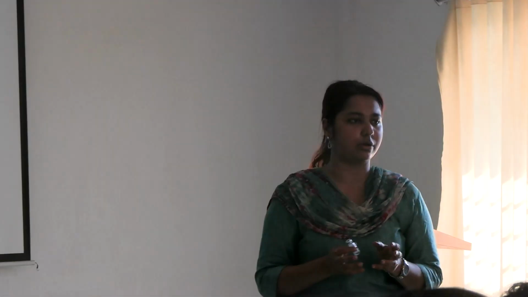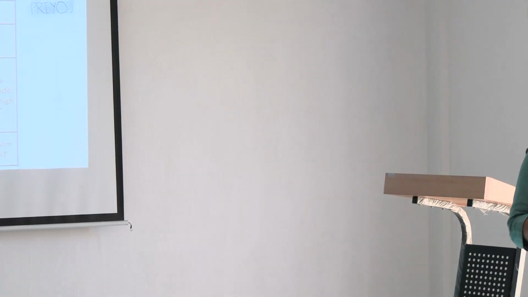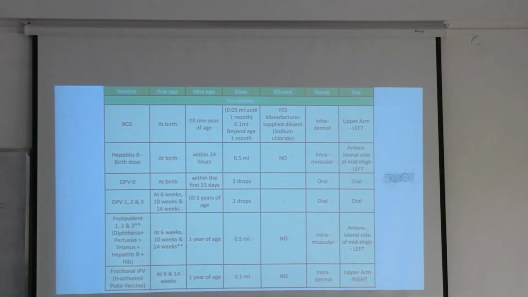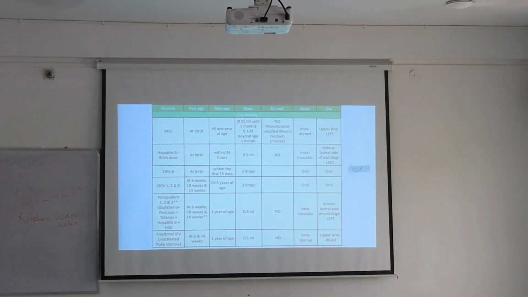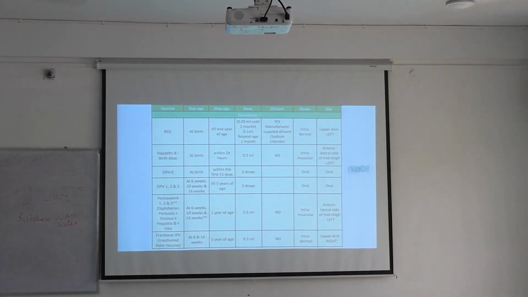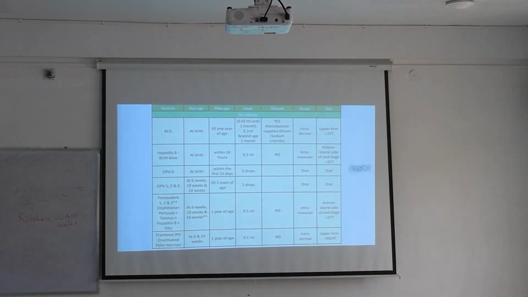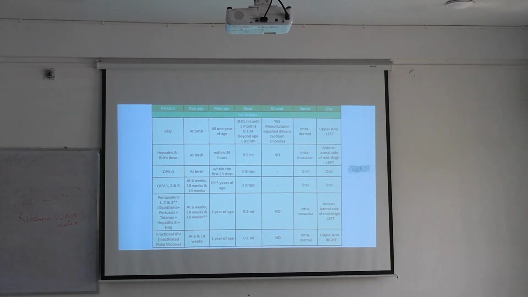There can be encephalopathy, seizures, hypotonic hyporesponsive episodes. All these things are basically happening from the whole cell pertussis form. That is why the acellular pertussis component is required. DPT vaccines are acellular pertussis, but this one is containing whole cell pertussis.